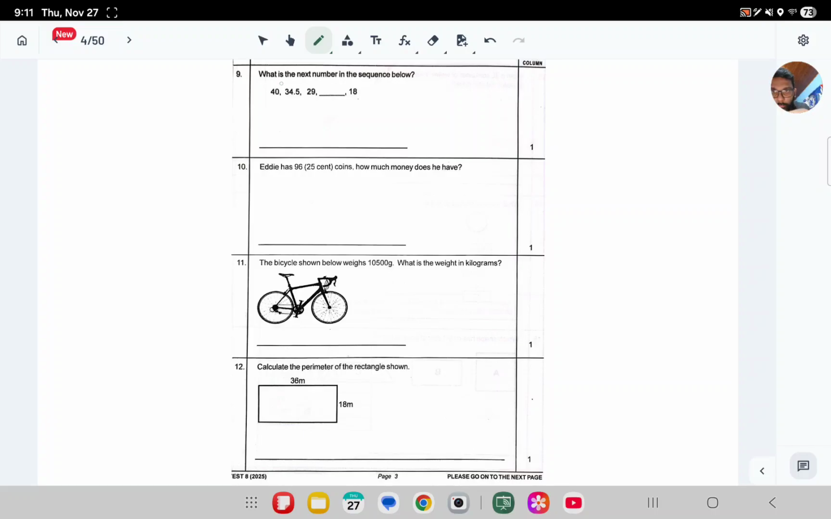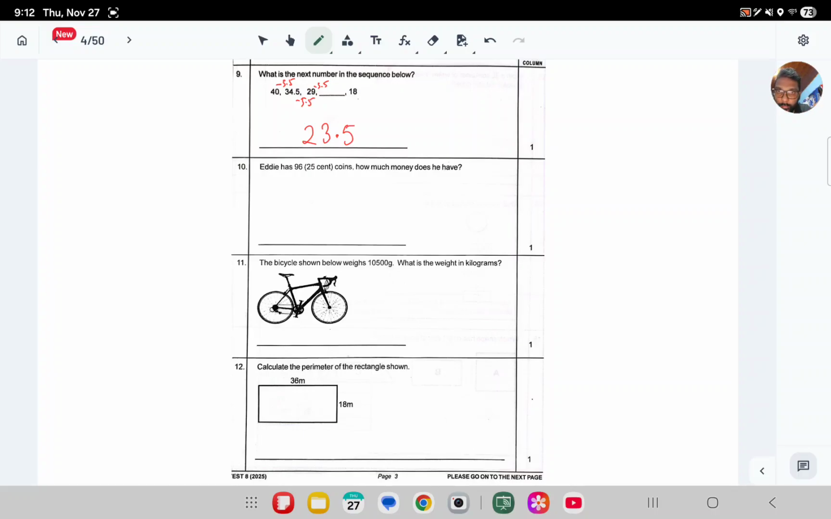you could take away 5.5, and 34.5 take away 5.5 will give us 29, and 29 take away 5.5 should be 23.5. So 23.5. So the pattern rule there was subtracting 5.5.